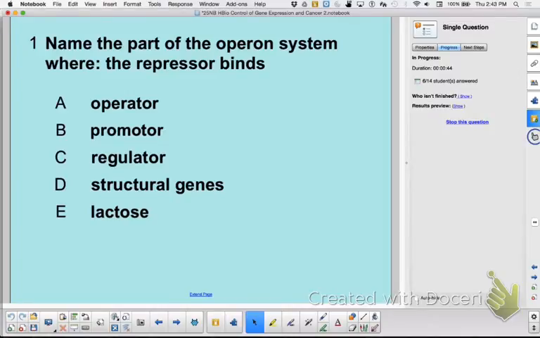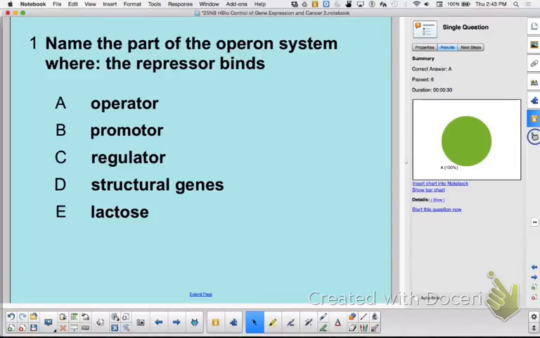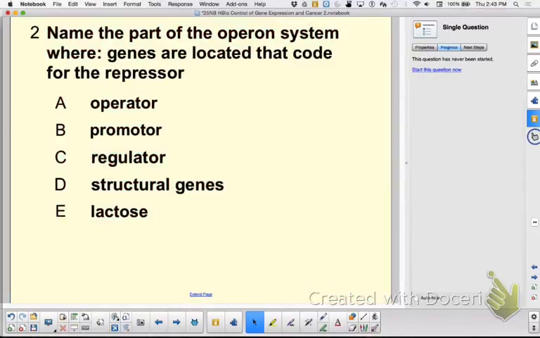All right, so what's our answer on this one? The operator. Yeah, the repressor binds to the operator, okay? You want to just go through these out loud, and then we can do it a little bit faster. Name the part of the operon system where the genes are located that code for the repressors. So which one of these things codes for the repressor? The regulator. Yes, good job, the regulator.